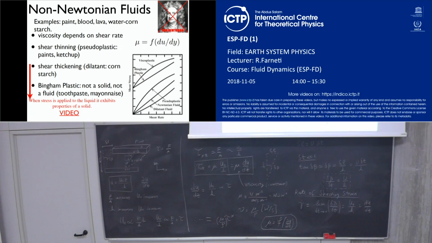Examples of non-Newtonian fluids: the viscosity depends on the shear rate. Examples: paint, blood, lava, cornstarch. Okay. There are two types of non-Newtonian fluids. One is called shear thinning, and the second one is called shear thickening. Okay. So shear thinning, or pseudoplastic, are, for example, paints and ketchup.